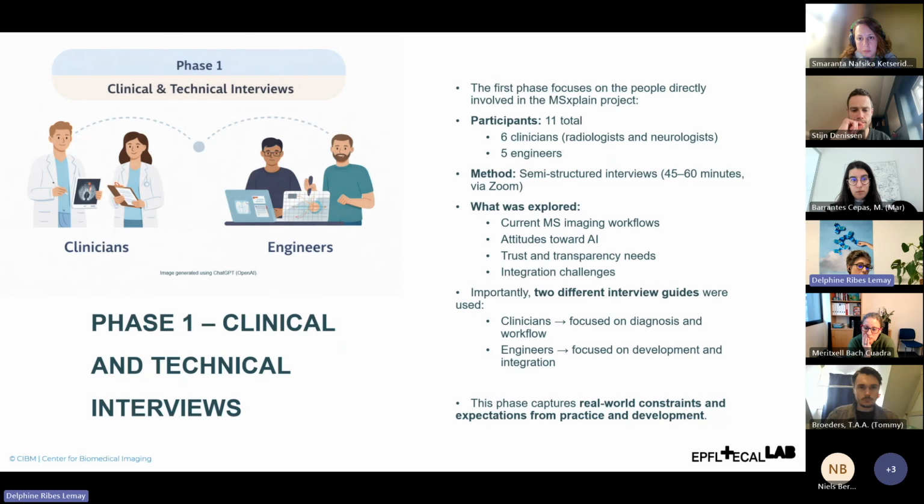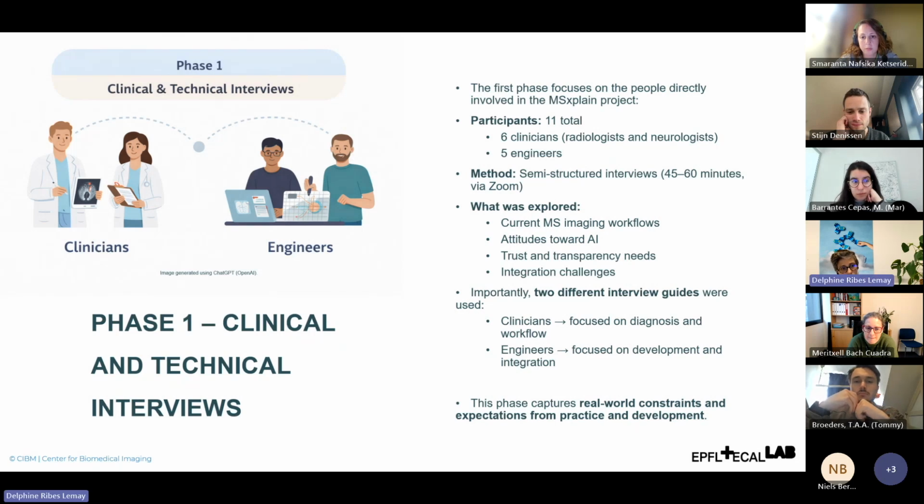And in this case, of course, we used 2 different types of scripts, one for clinicians, where we focused on diagnosis and workflow, and one for engineers, where we focused on development of integrations. Here it was super helpful for us as a design researcher team, because we had no clue about the MS context. The designers had no clue about what is segmentation, what is MRI. So for them, it was also a way to acquire knowledge and the vocabulary.